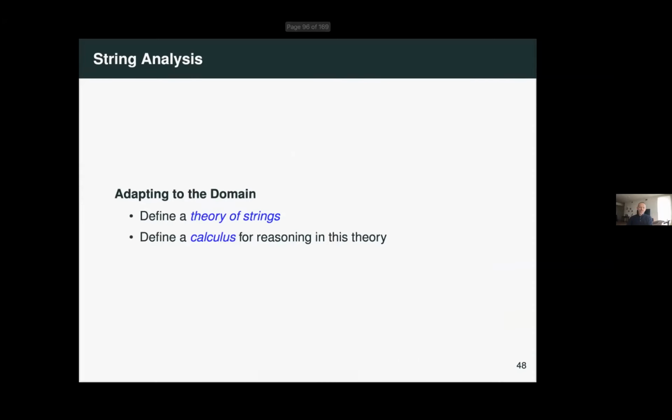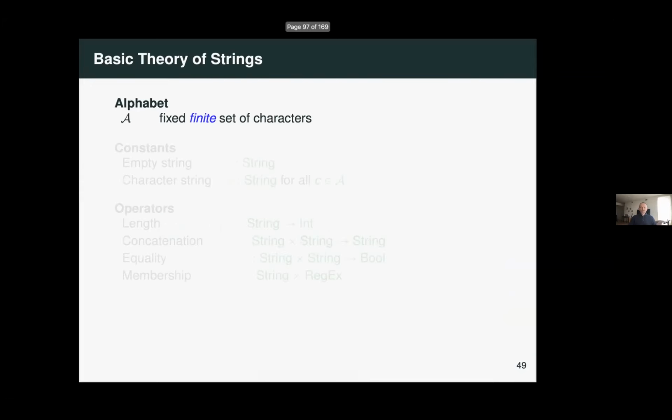So the idea was, okay, let's adapt to this domain where we're trying to reason about strings. Let's define a theory of strings and a calculus for reasoning in this theory. So just to show you a little bit how this works, say we have some alphabet, which is a finite set of characters. It could be ASCII, or it could be something else, but let's say it's the ASCII characters. And then we have some constants in the theory. So we have the empty string, and then we have a character string, which is a set of strings for each character in the alphabet, okay?